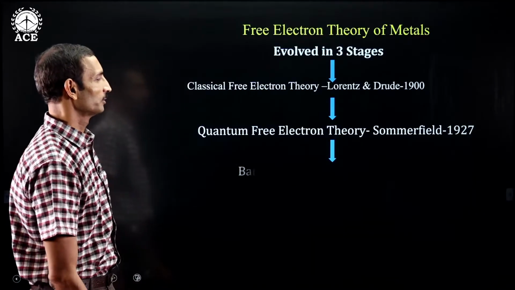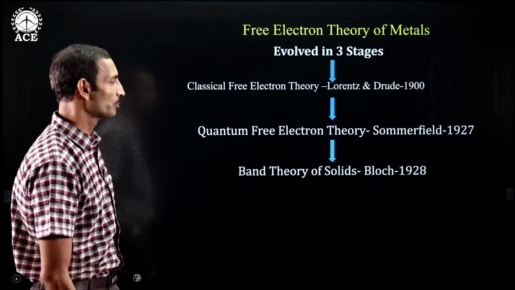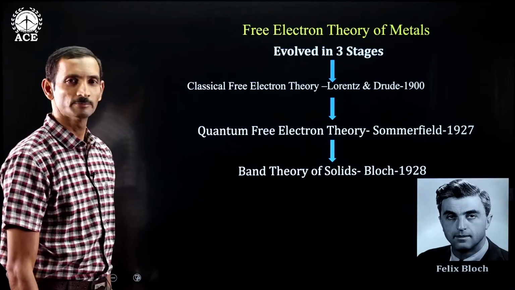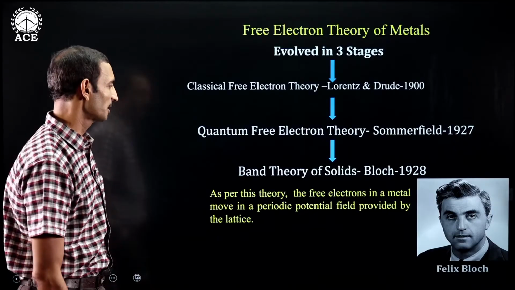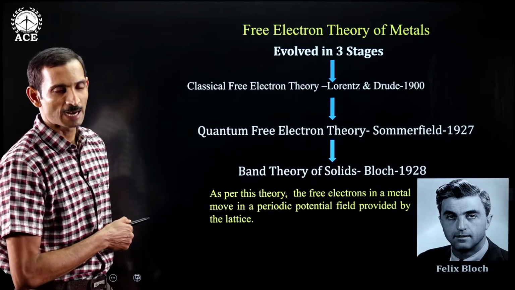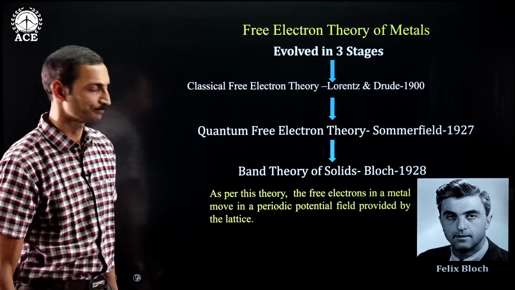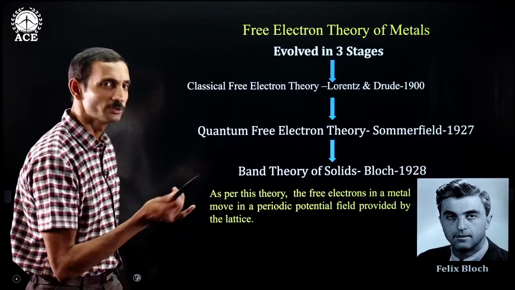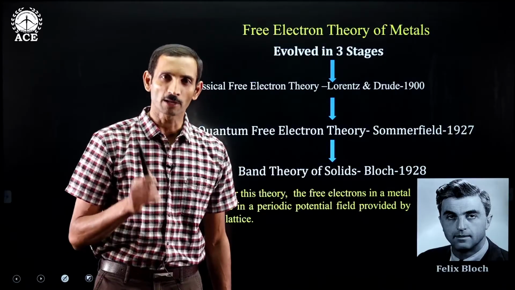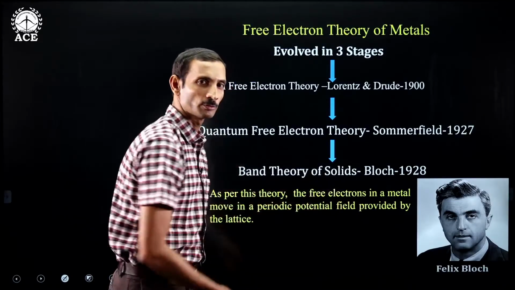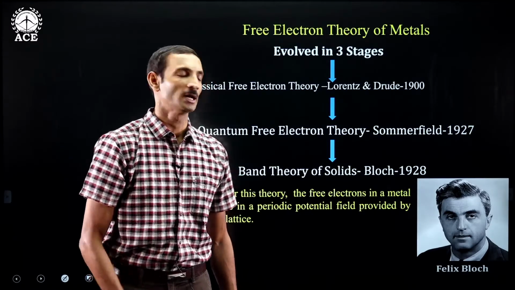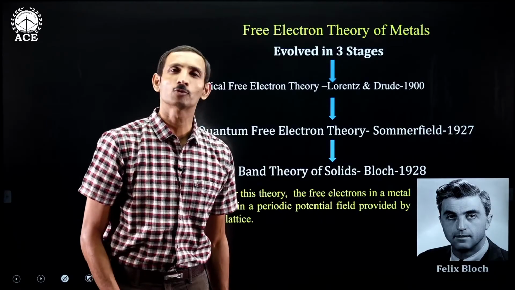And later, a year later in fact, Felix Bloch gave what we call the band theory of solids. This is also called Jones theory. This theory tells us that the electrons move in a periodic potential field created by the lattice. Lattice means the arrangement of ions in a metal. And after this theory, there is no other theory. It could satisfy the shortcomings of the previous theories, and for almost 100 years no other theory has evolved, which means this theory is found to be almost true.